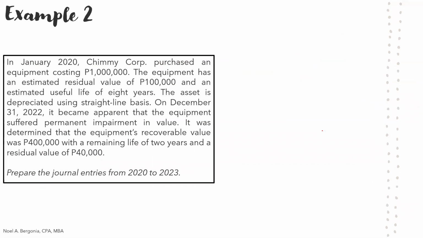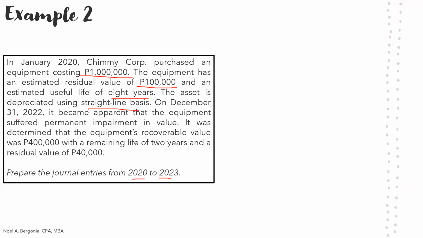So in example number 2, you are being asked to prepare for the journal entries from 2020 up to 2023. Okay, so in January 2020, Chimi Corporation purchased an equipment costing 1 million. Okay, so the equipment has a residual value of 100,000 and an estimated useful life of 8 years. So 8 years ang useful life, residual value was 100,000, the cost was 1 million. Now the asset is depreciated using the straight line basis.